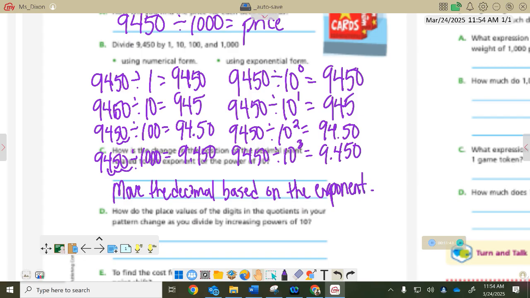So if you have an exponent of 7, how many times are you moving that decimal? 7 times. If you have an exponent of 20, how many times are you moving that decimal? 20 times. If you have an exponent of 0, how many times are you moving that decimal? 0 times. The exponent tells you how many times to move the decimal. The sign tells you which direction. Or I should say the sign and the other number tells you which way to move it. Okay?